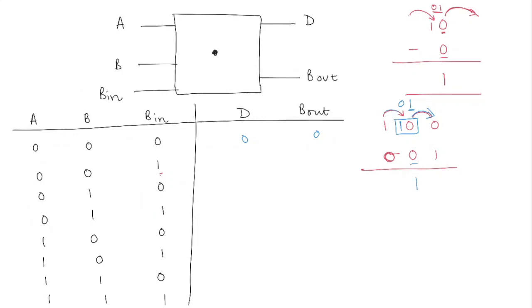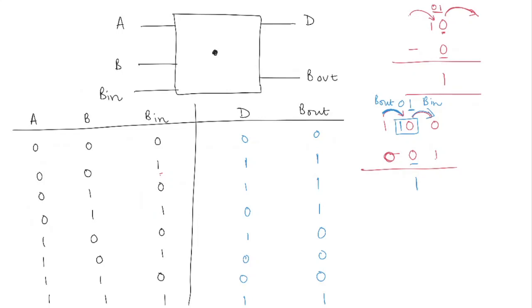You see, so this borrow we are calling B out, and this borrow we are calling B in. All right, so what's the result here? There is a B out which is 1 and a D which is 1 as well. So you have 11. And similarly you can do this for the other cases as well, and what you would see is your results turn out to be 1 1 0 1 1 0 0 0 0 0 1 1.